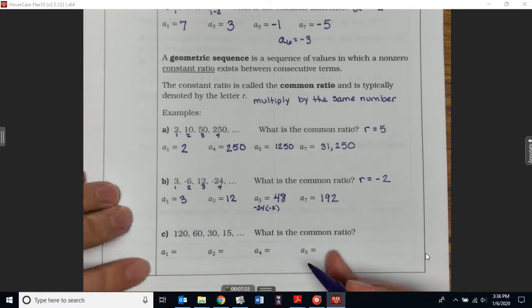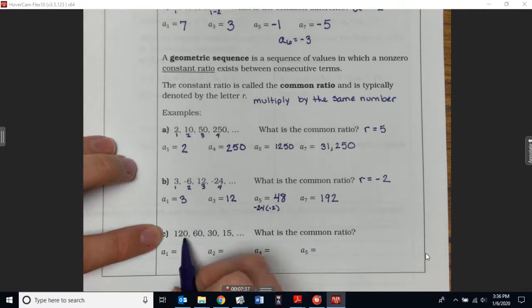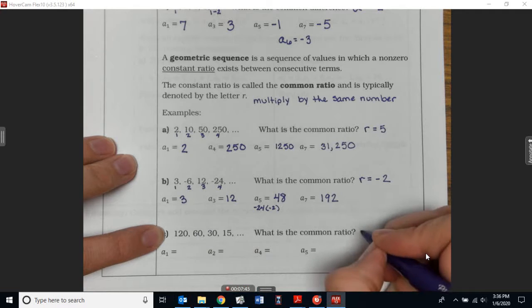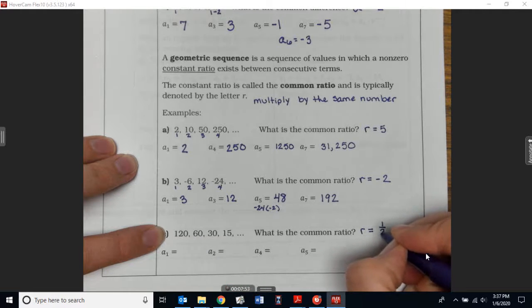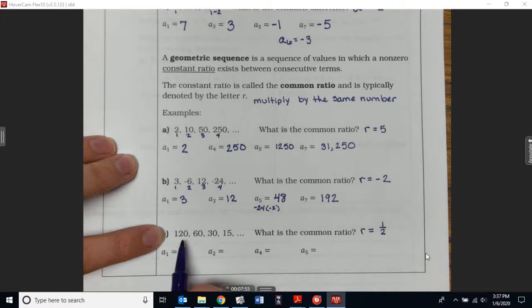All right, and the last example, the common ratio. Well, this time it's being cut in half. And I don't want to say I'm dividing by 2. Instead, my common ratio, what can I multiply to cut it in half? Well, I can multiply by 1/2. So that's my common ratio. 120 times 1/2 cuts it to 60. Cut in half again to 30, and then to 15.